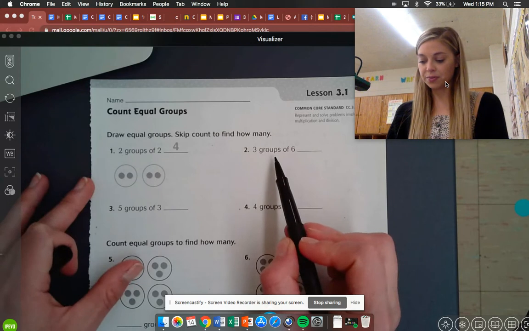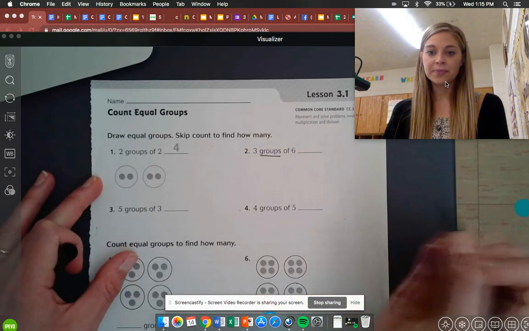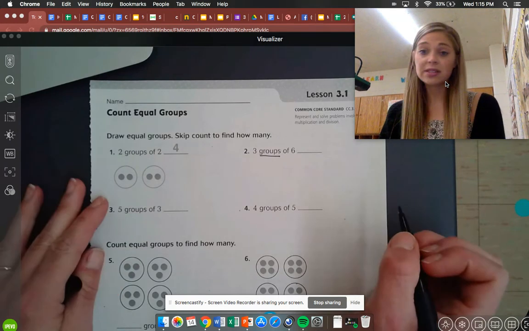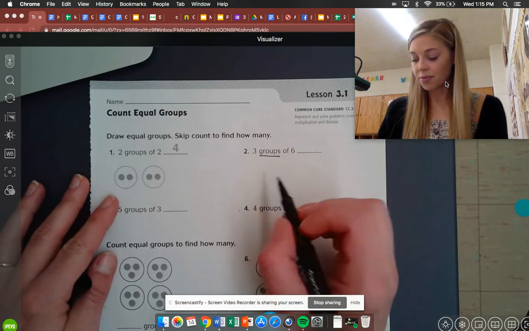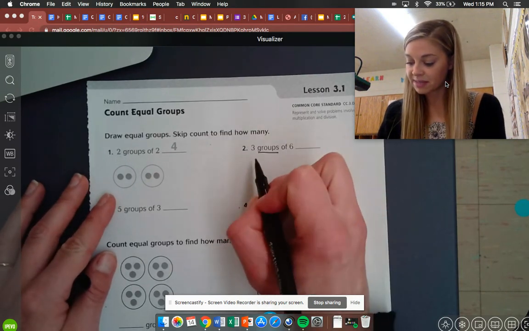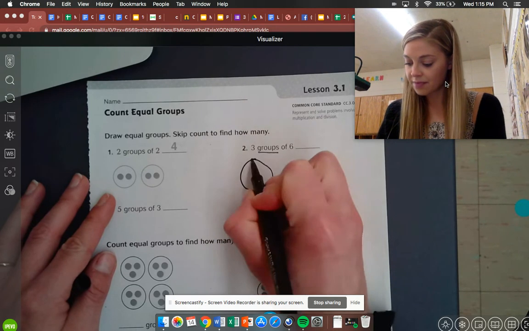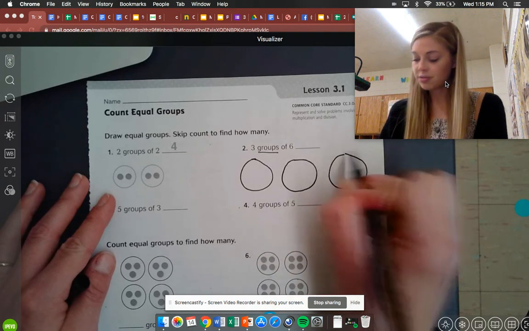3 groups of 6. I'm going to underline groups. The first thing I need to do is draw 3 groups. I'm just going to draw circles, just like we did in number 1. So 3 groups of 6. 1, 2, 3. Go ahead and do that with me.